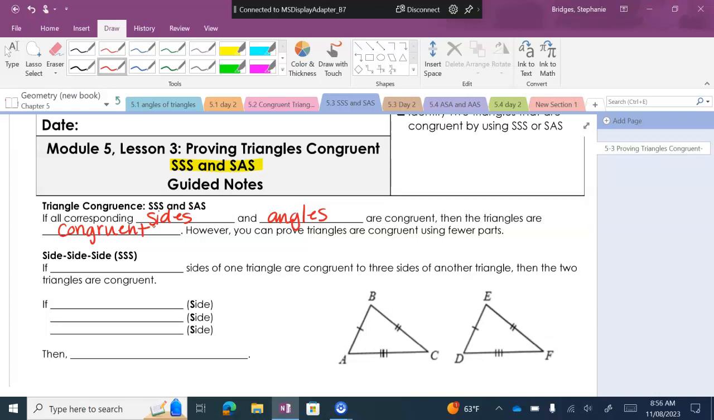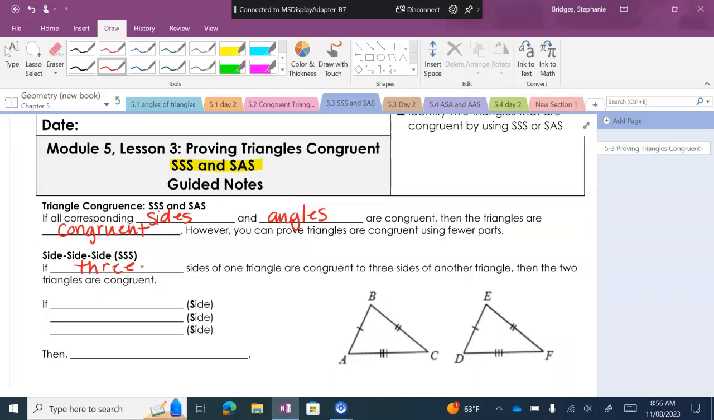The first one is called side, side, side, SSS, okay? And it says if three sides, maybe I could spell a little bit better, it might work. If three sides of one triangle are congruent to three sides of another triangle, then we can say that the two triangles are congruent.